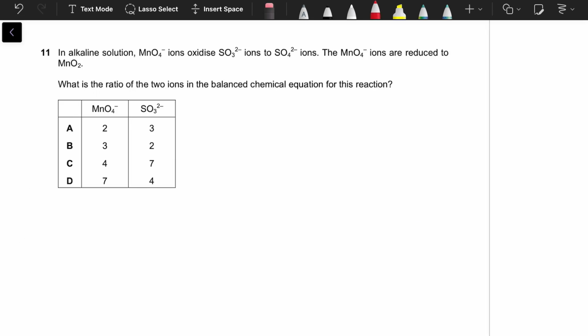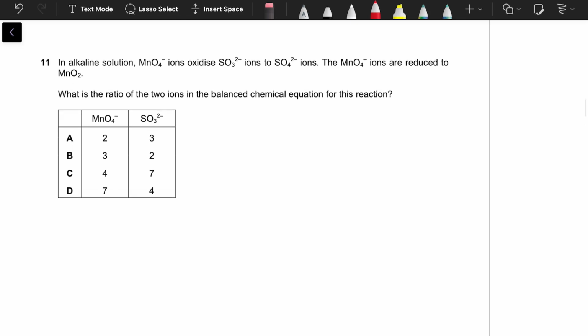Question number 11. In alkaline solution, MnO4- ions oxidize SO3 2- ions to SO4 2- ions. The MnO4- ions are reduced to MnO2. What is the ratio of the two ions in the balanced chemical equation for this reaction? Now, before we combine the two reactions, we want to produce single reactions for the reduction of MnO4- ions and the oxidation of SO3 2- ions, and then combine them. Pay attention to the fact that this is alkaline solution.